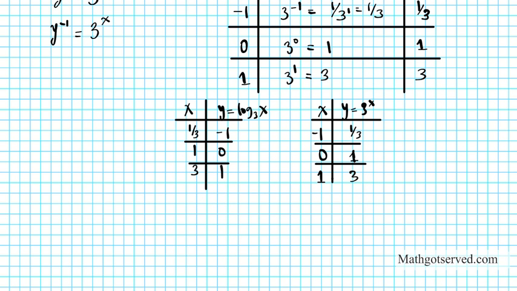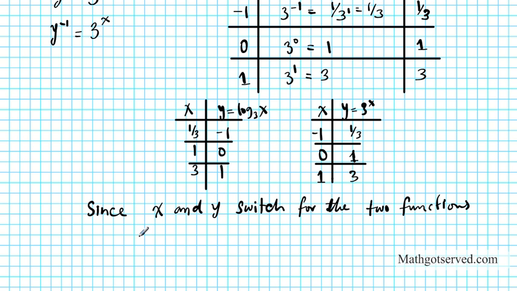We'll say that since x and y switch for the two functions, then they are inverses. That's one way of showing that they're inverses.